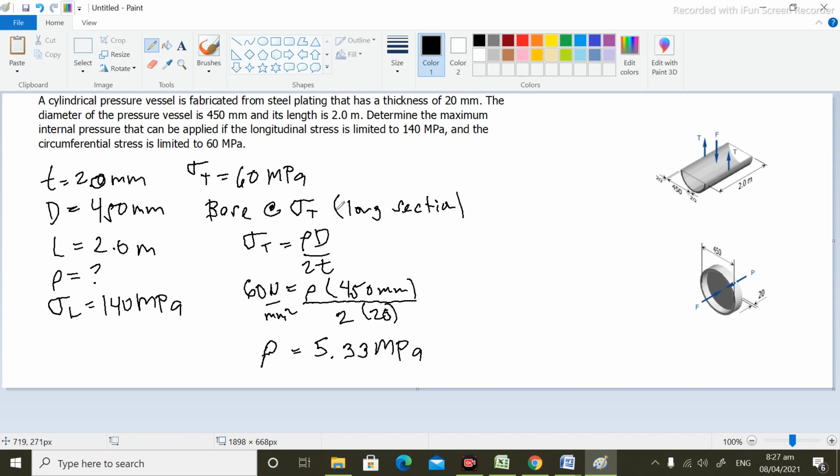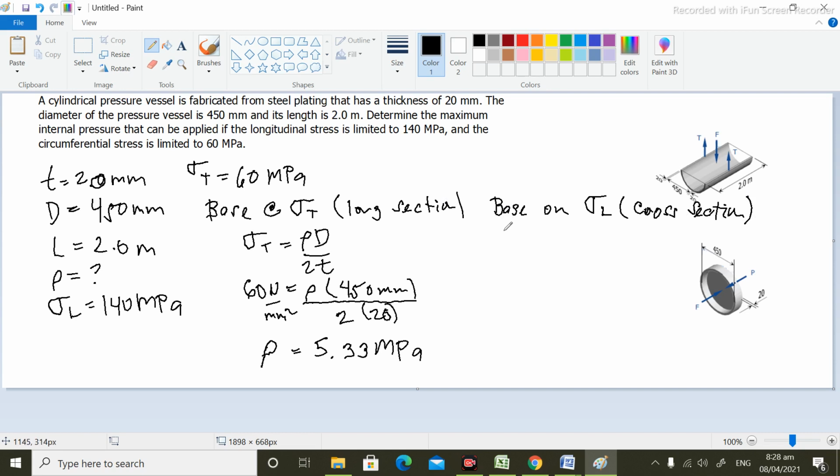So, due to tangential stress, longitudinal section, yung i-consider natin sa T. Ito yan. Based naman sa longitudinal stress, sigma L. Longitudinal, kabaliktaran ng section, cross-section ng cylinder.